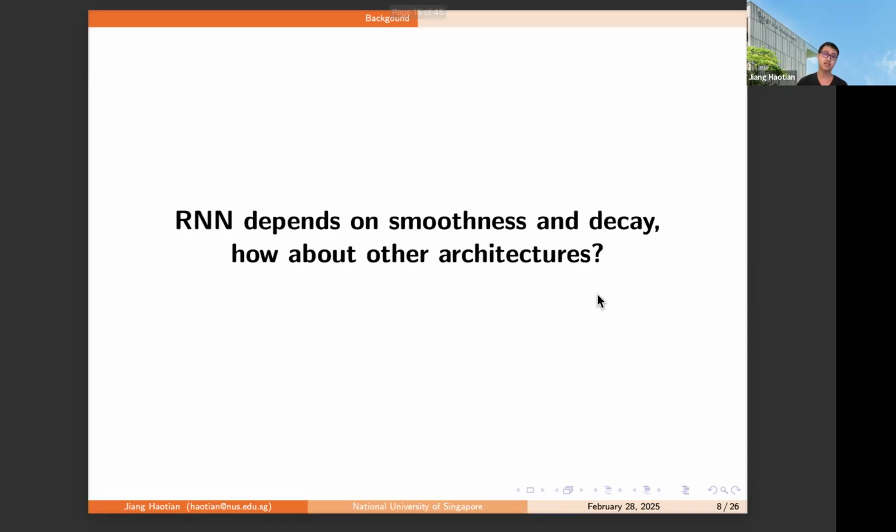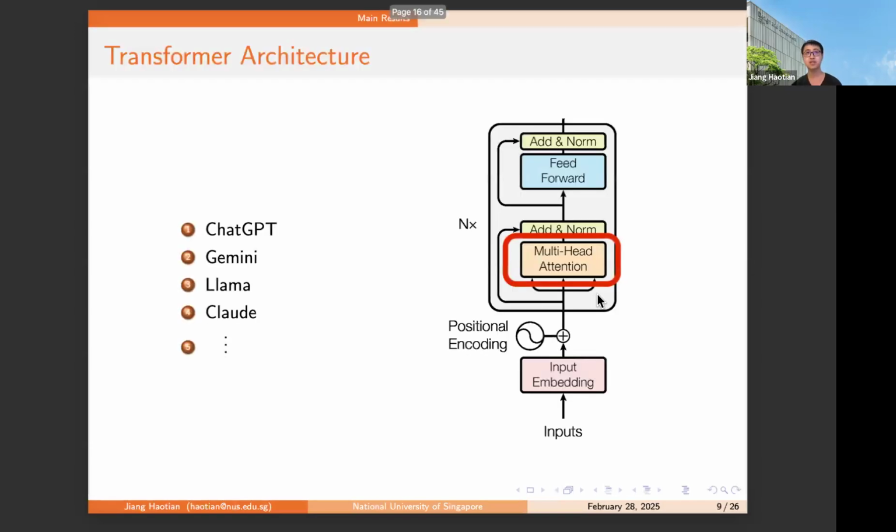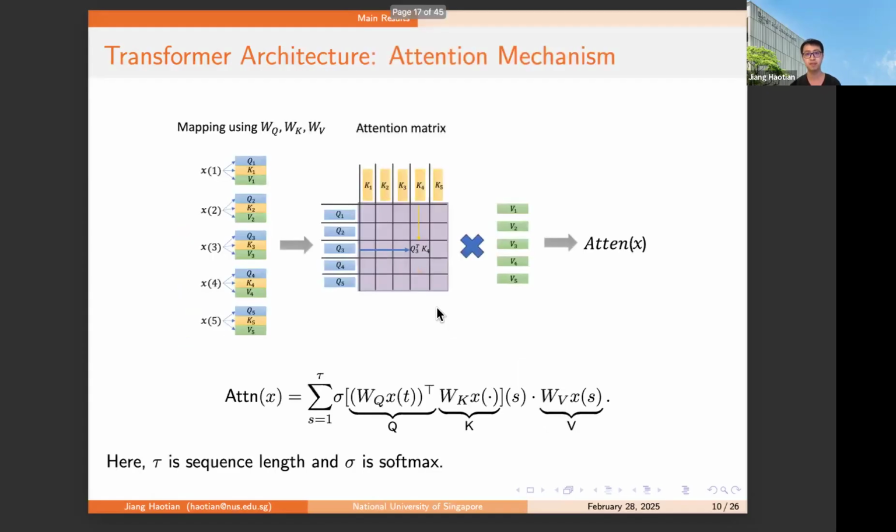Okay, so we know that RNN depends on smoothness and the decay of the memory function. How about other architectures? Now we are going to look at the transformer architecture. The transformer is an architecture based on the attention mechanism. Attention is the most important part of the transformer, and the transformer has become the building block of many famous large language models nowadays. We will try to understand how it's different from RNN, CNN, and other architectures from an approximation perspective.